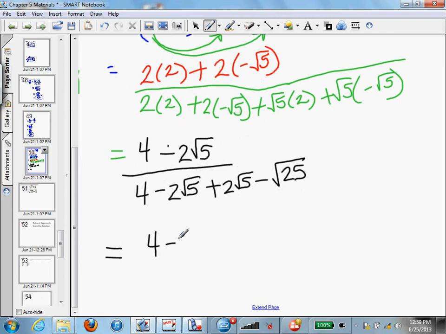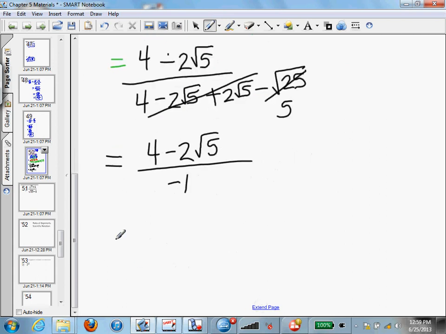So we just carry what's on top again. We're going to simplify what's on the denominator. So these are going to cancel out, and this is actually going to become a 5. So we have 4 minus 5, or just negative 1. And what that essentially does is change the sign of everything on top.